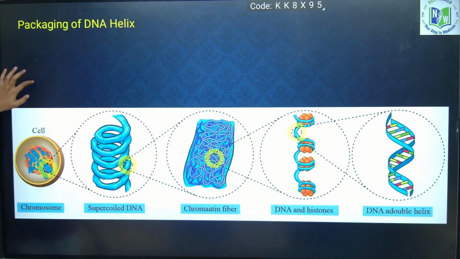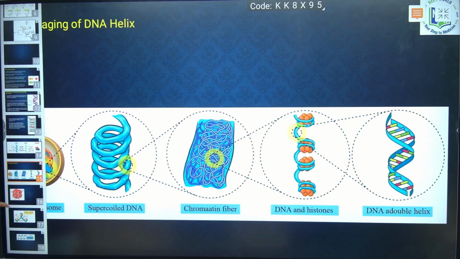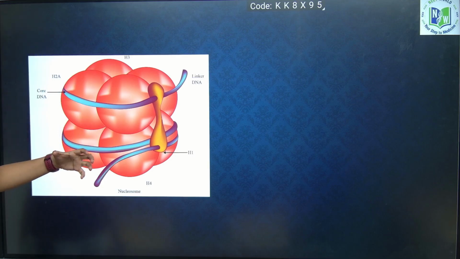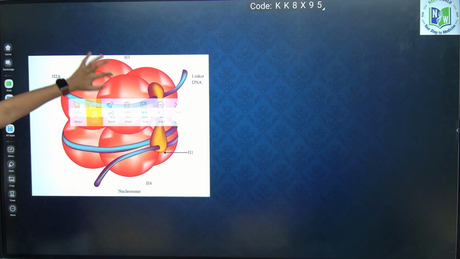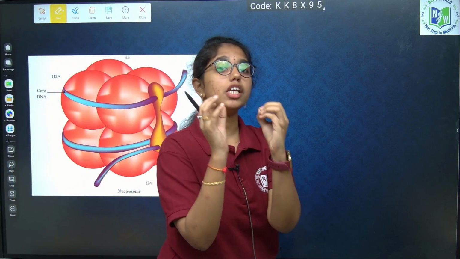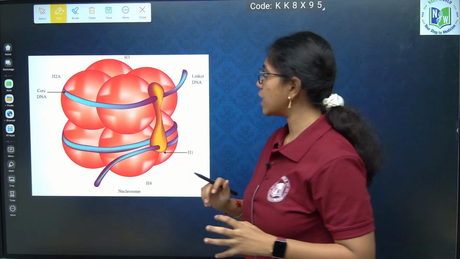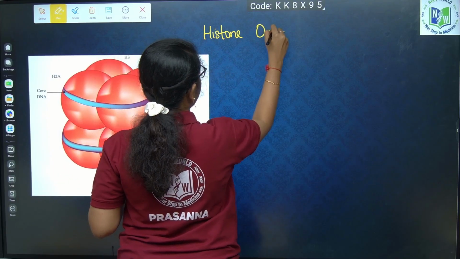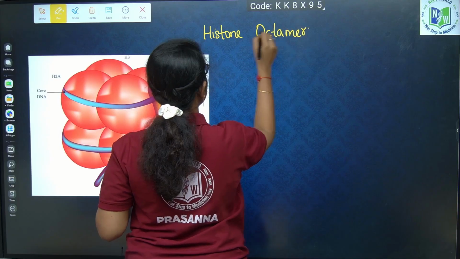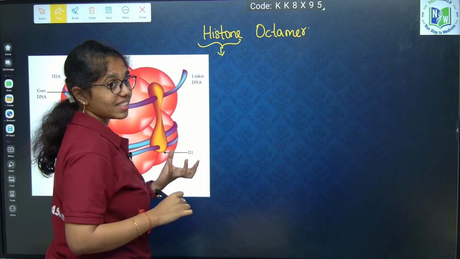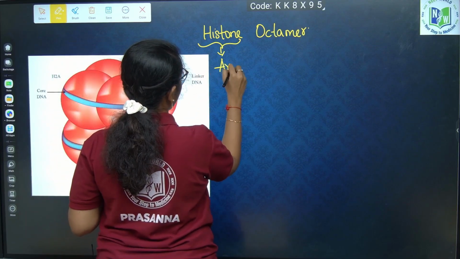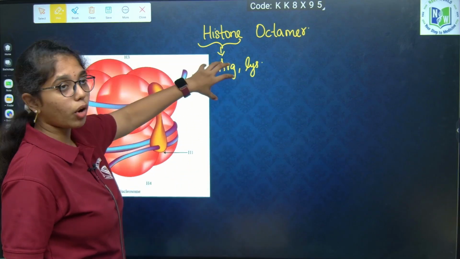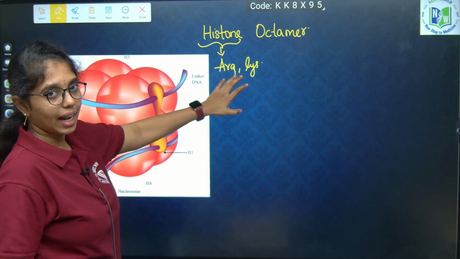If you see in detail what the histone proteins are and how they are packed: DNA is negatively charged, we already know that. It is coiled around a positively charged histone octamer. Why is histone basic? Because histone is rich in basic amino acids like arginine and lysine. Histone constitutes what basic amino acids? Arginine and lysine.